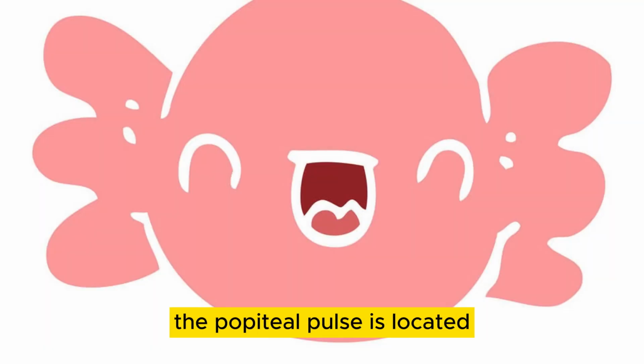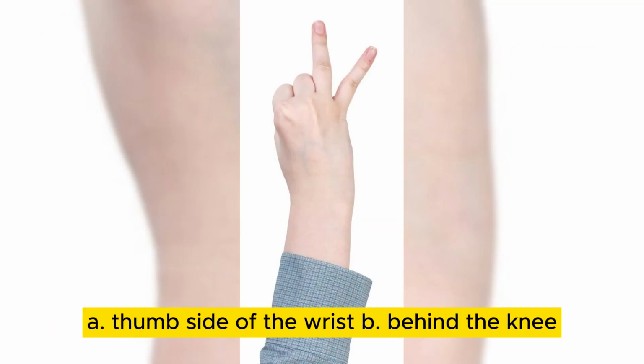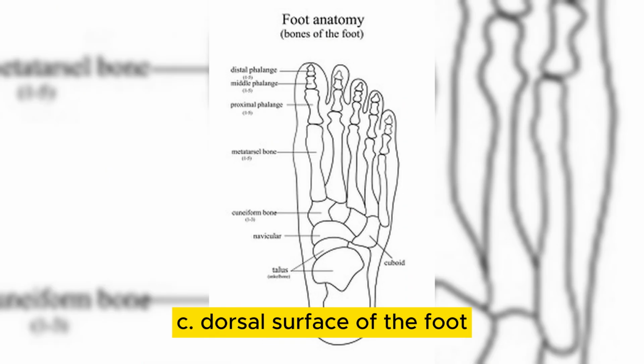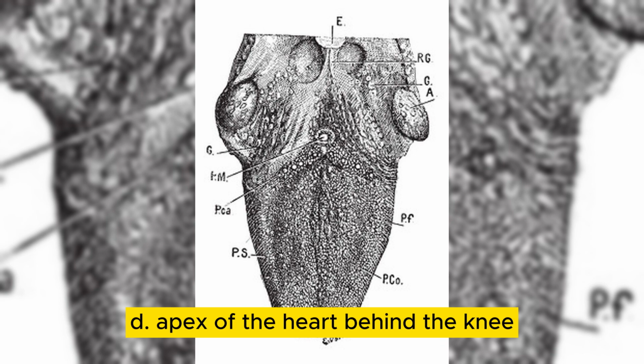The popliteal pulse is located A. Thumb side of the wrist. B. Behind the knee. C. Dorsal surface of the foot. D. Apex of the heart. Behind the knee.